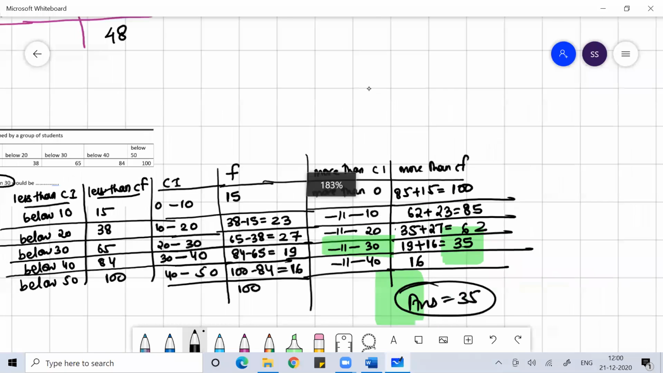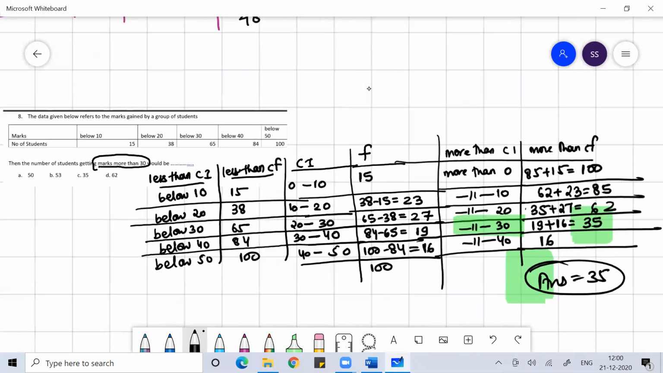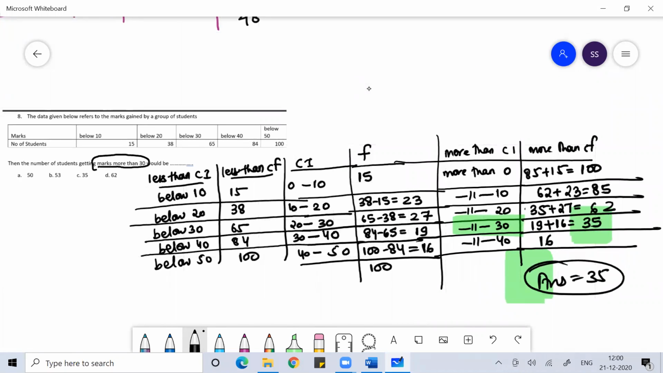Clear, everyone? Anyone have any doubt? Any doubt, anyone?